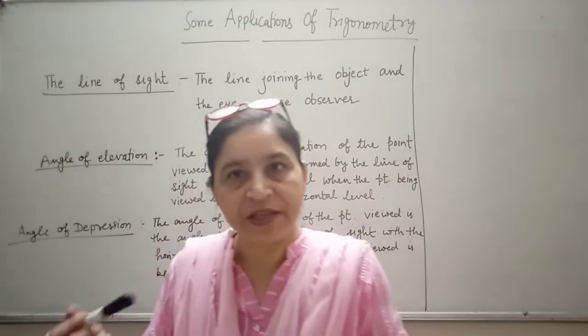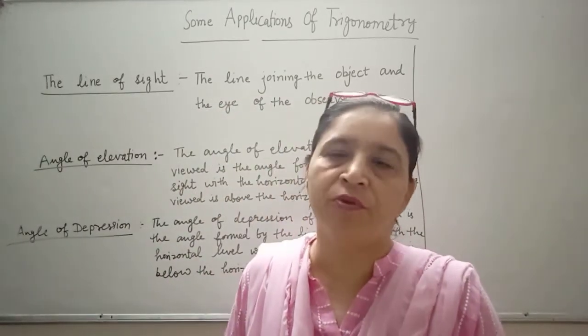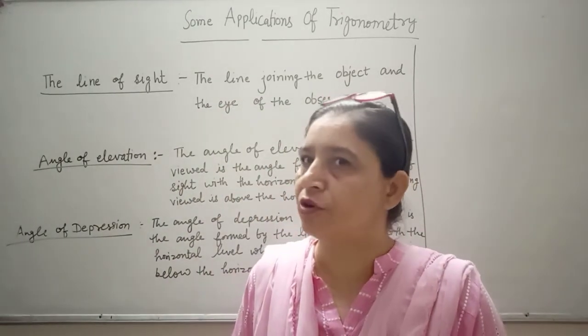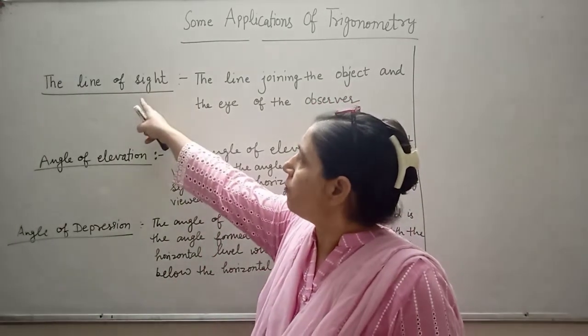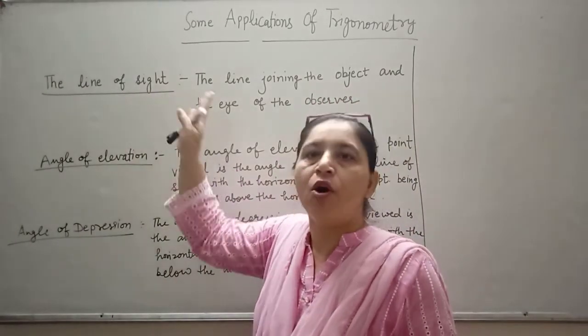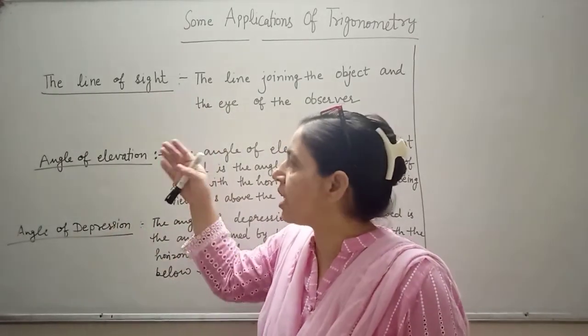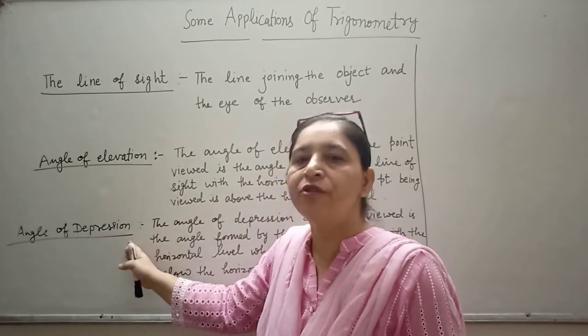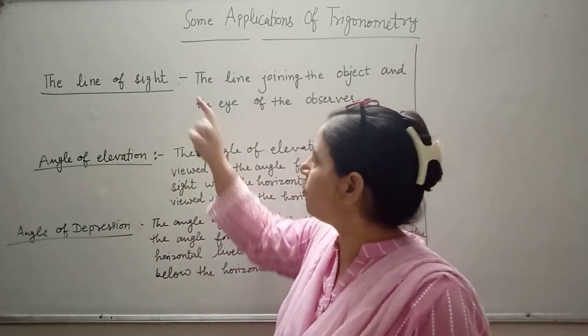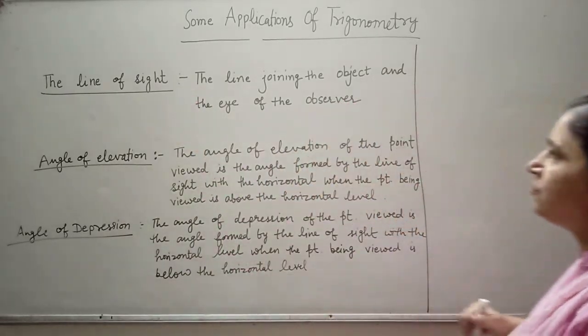So what are the basic points we must know before starting the application of trigonometry? We must know what is the line of sight, what is the angle of elevation, and what is the angle of depression. So first of all, let us know what is the line of sight.